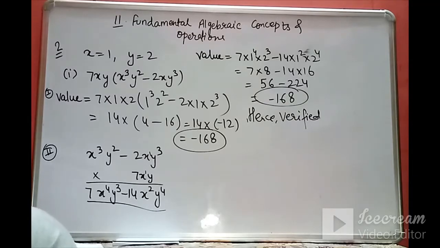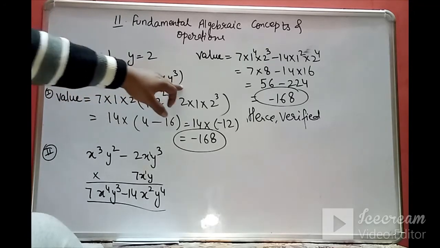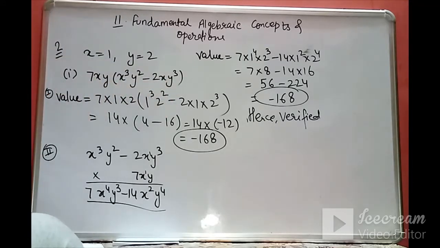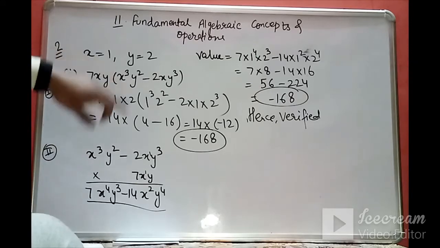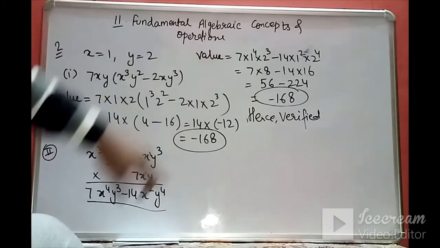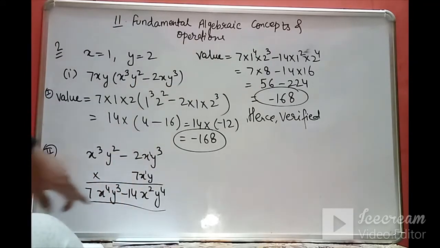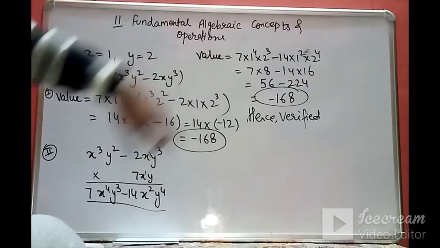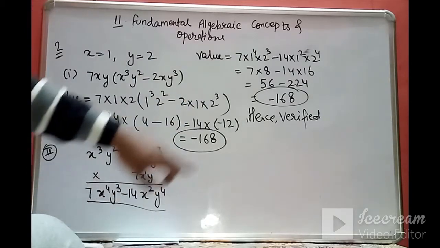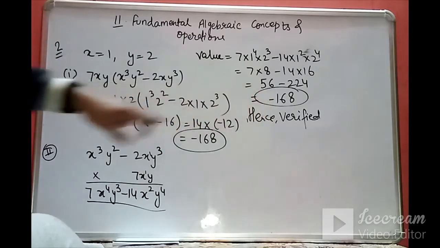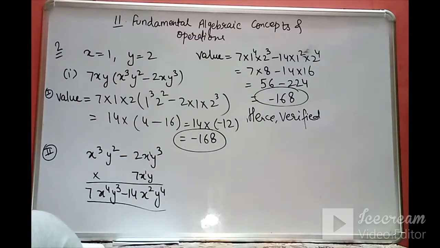Okay, so in order to verify our multiplication at the given values, you first find the value of the given expression without any multiplication. Then you do the multiplication like I have done. So we got this expression. Then again we find the value of this expression by putting the values in place of x and y. So I got minus 168, hence my multiplication has been verified.